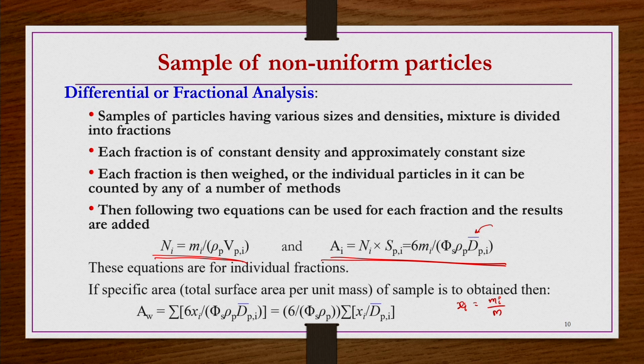And then for a given individual fraction, in general the sphericity may remain the same and the particle density may also be the same. So, then those things may be separated out. If they are not the same, then they should be kept inside the summation. Okay. So, the AIs of individual fractions are all added together and divided by the total mass of the sample, so that we get the specific area of the non-uniform mixture.